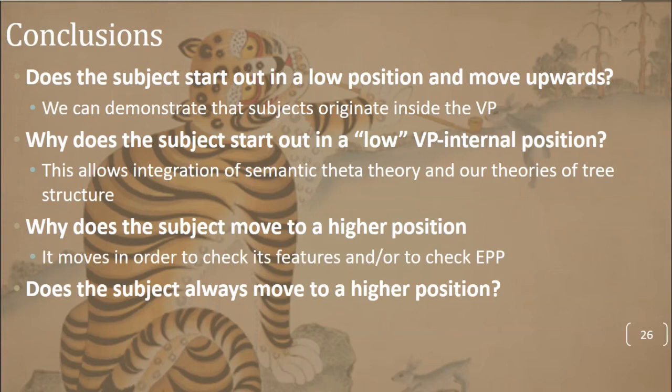Question 3. Why does the subject move to a higher position? And there are 2 tentative answers to this. The first is that the subject moves in order to check its features, and the second part of that answer is that it moves in order to check the EPP. However, since we do not really fully understand the EPP, it also means that we do not completely understand the reasons why subjects move to a higher position. And this is compounded by the answer to question 4. Does the subject always move to a higher position? And the answer seems to be no.